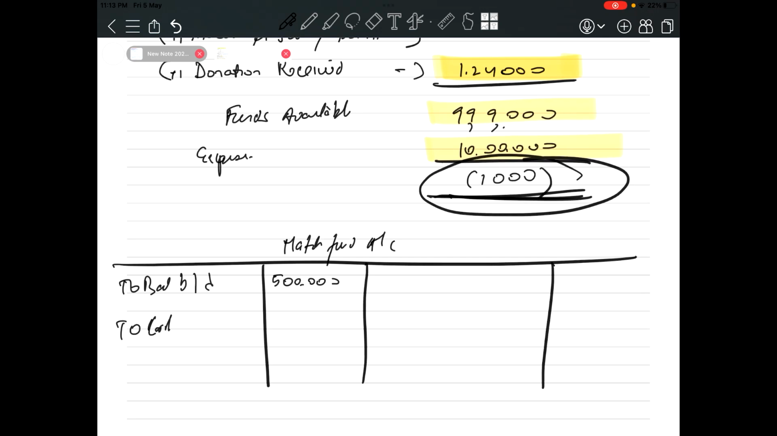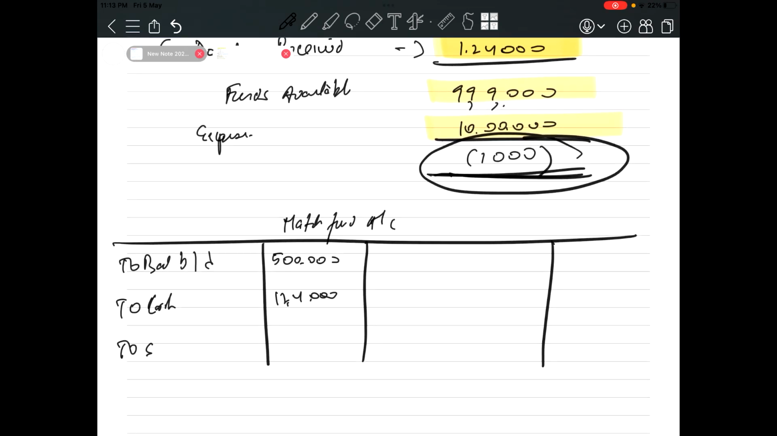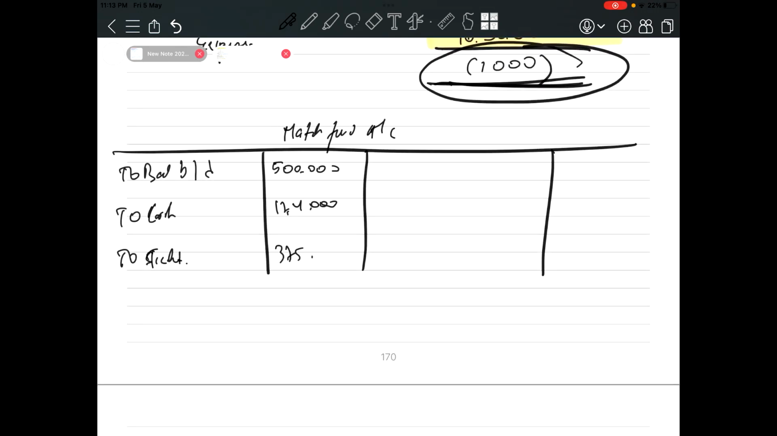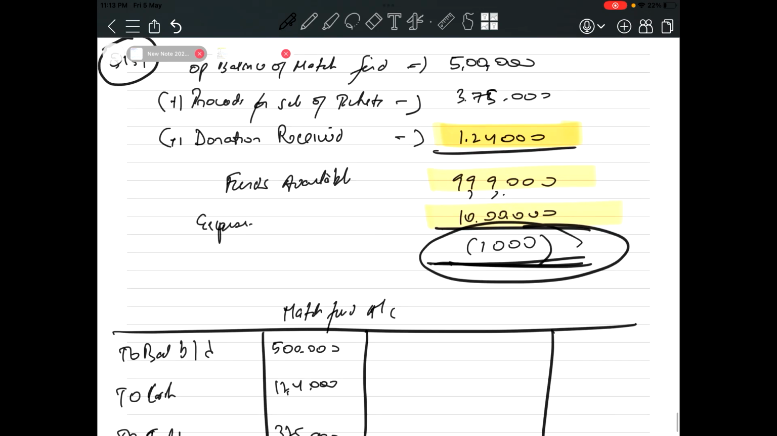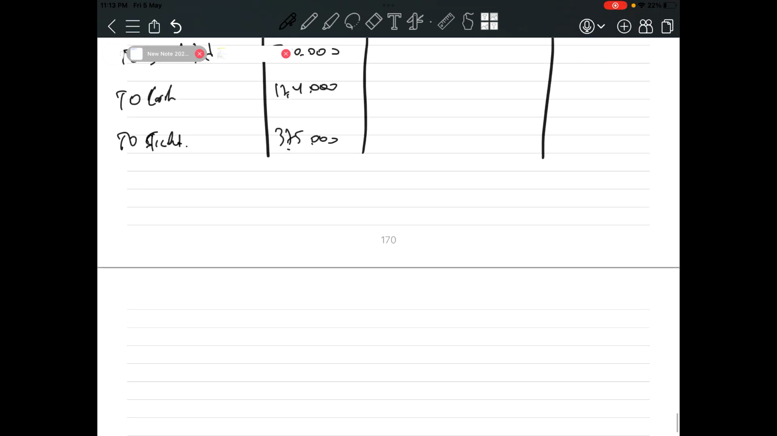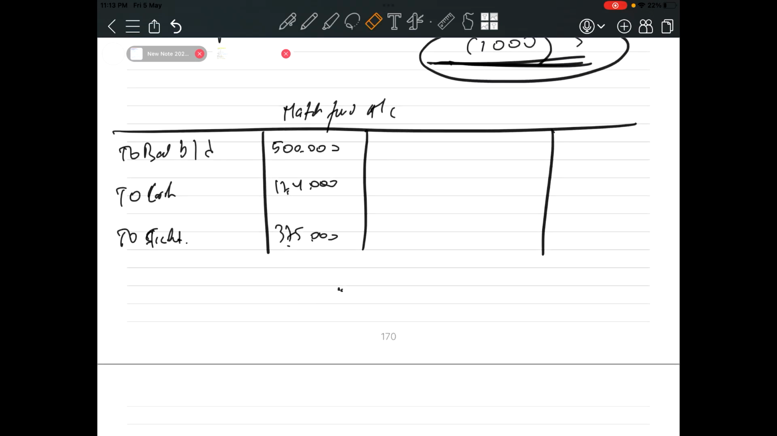We have received donation. We have received donation of how much? 124. Okay, sale tickets. How much we have sold? We have received 3,75,000. Okay, and is there anything mentioned about the closing balance? No. Okay, and the expenses is how much? 10 lakh rupees. Okay, so what will be the journal entry? Money will go out, right? So wait, there's one mistake here. Okay, so this cash, we are receiving cash now. We are receiving cash from the sale of tickets and donation. Okay, so we are receiving cash, right?